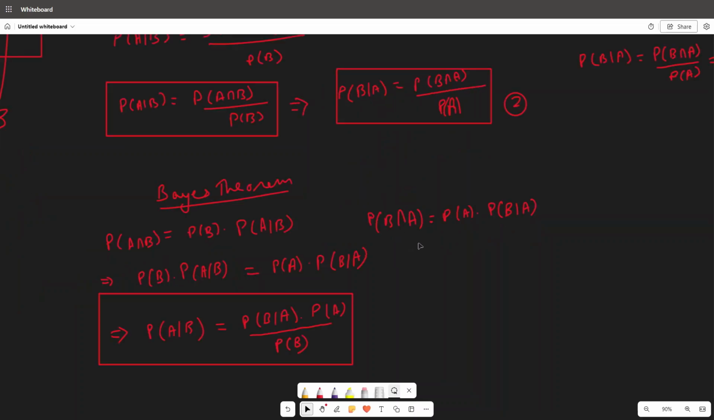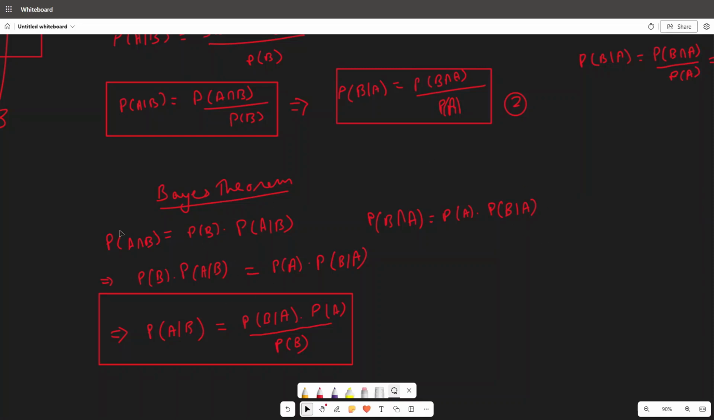And now we'll move on to Bayes theorem. We've already derived these two equations, this one and this one, and if we try to rewrite them, we get probability of A intersection B is equal to probability of B times probability of A given B. And this equation can be rewritten as probability of B intersection A is equal to probability of A times probability of B given A.